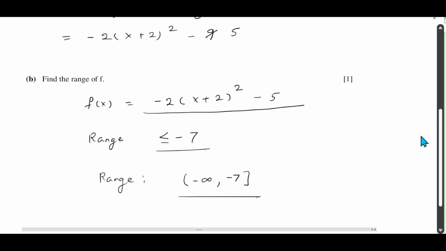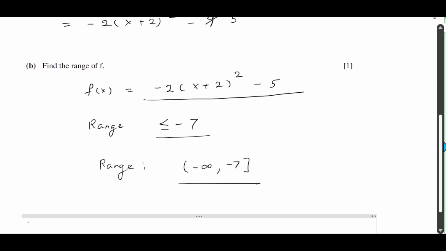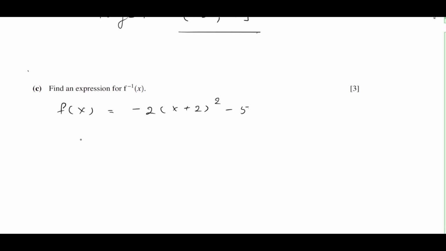So for f inverse x, we can again start with what we have, f(x), and we will write the simplified form. So here f(x) is equal to -2(x plus 2) the whole square minus 5. Then this f(x) I will replace with y. So y is equal to -2(x plus 2) the whole square minus 5. I have to express x in terms of y. So this -5 I will bring on the left side. So it will be y plus 5 is equal to -2(x plus 2) the whole square.